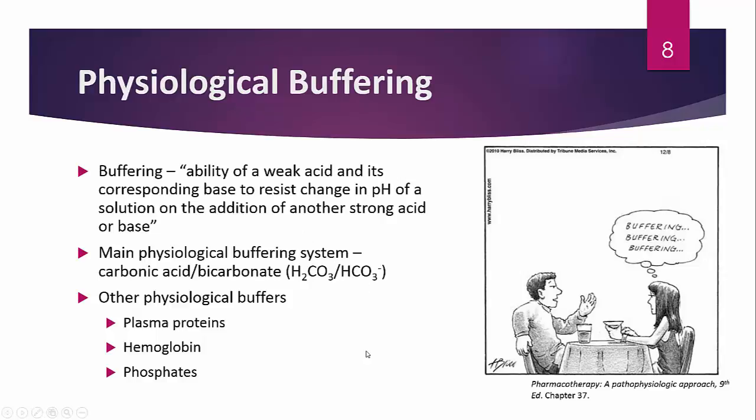There are some other buffer systems in the body that try to adjust acid-base balance, such as plasma proteins, hemoglobin, and phosphates, but these are much smaller players than the main physiological buffering system of carbonic acid and bicarbonate.